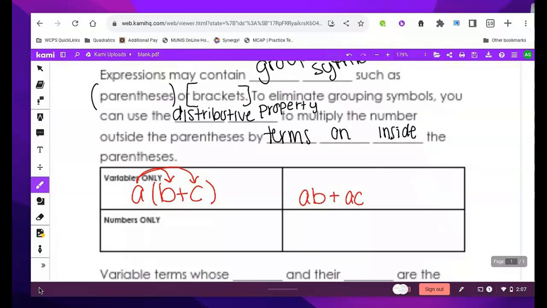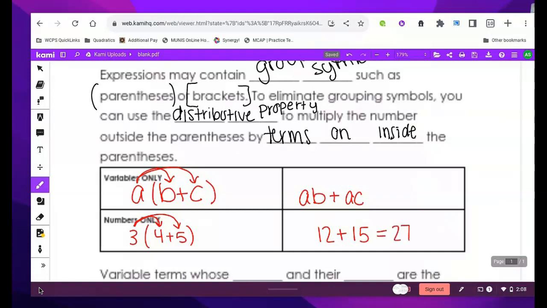Now let's look at an example with numbers. So let's say we have 3 and then in parentheses 4 plus 5. So we're going to use the distributive property. We're going to do 3 times 4, which is 12, plus 3 times 5, which is 15. And then we can simplify by combining like terms. 12 plus 15 is 27.